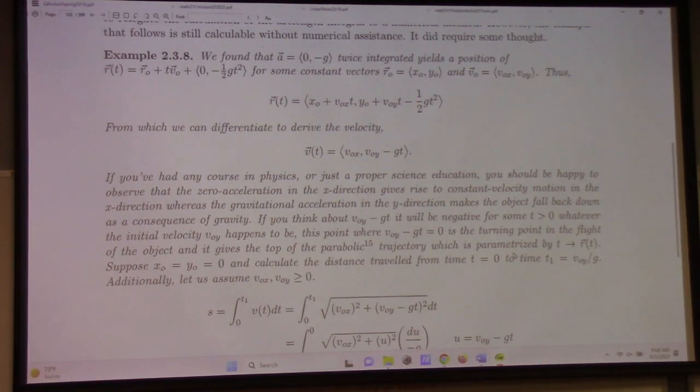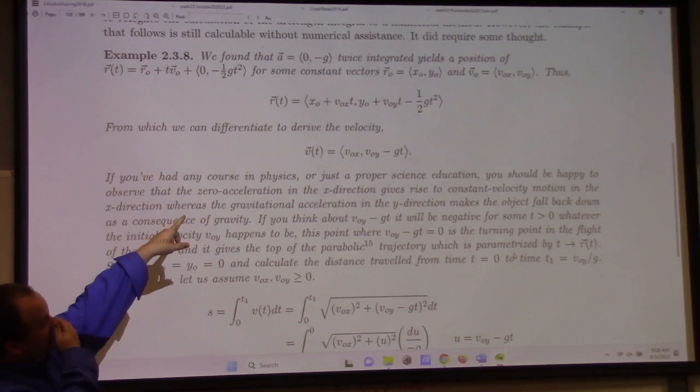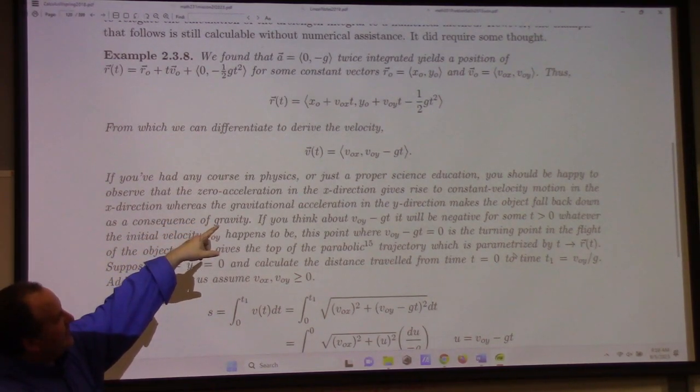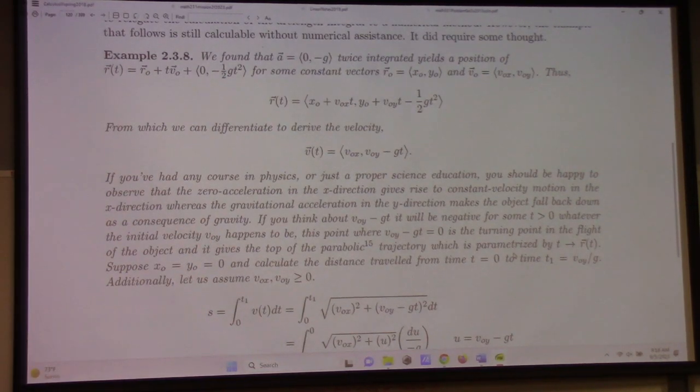Okay, so here I'm calculating the arc length of a parabola. How do you do that? Well, there's the position: x naught plus v naught x t, and y naught plus v naught y t minus 1/2 g t squared. Here, all of the letters are constants. Again, if you've had physics, you'll recognize these. These are the usual kinematic formulas.